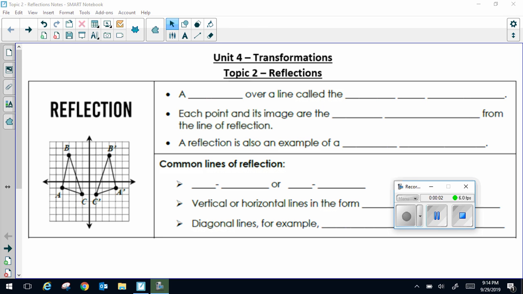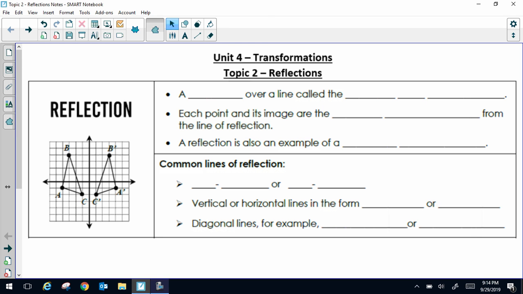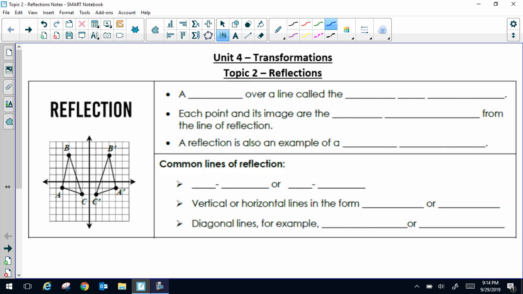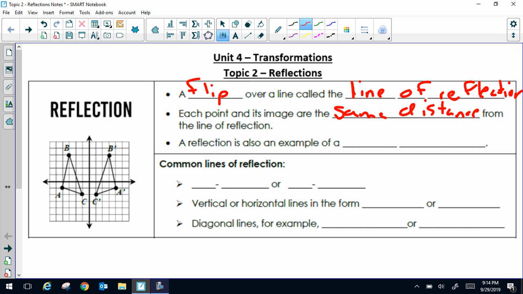All right, so today we're going to talk about a reflection. A reflection is simply a flip over this thing called the line of reflection. Each point and its image are the same distance from the line of reflection. A reflection, remember, is also an example of rigid motion, meaning it doesn't change its shape or size.